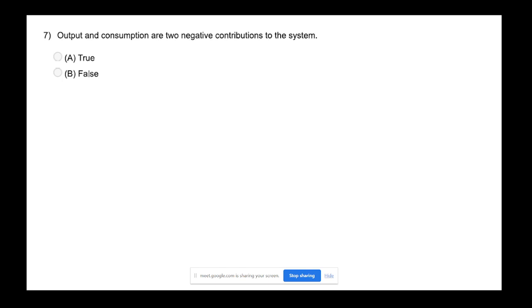Now next question is, output and consumption are two negative contributions to the system. So this is the true statement because whatever we are taking out or whatever is consumed, they are taken as negative because they are decreasing the amount of that material in the system. So we take that as negative.